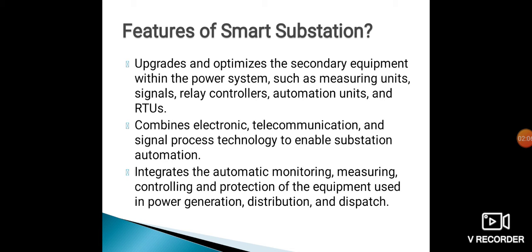It combines electronic, telecommunication and signal process technology to enable substation automation. In the smart substation, three different technologies are required to adopt the automation: electronic technology, telecommunication technology, and signal process technology. These three technologies make a conventional substation into an automated substation or a smart substation.